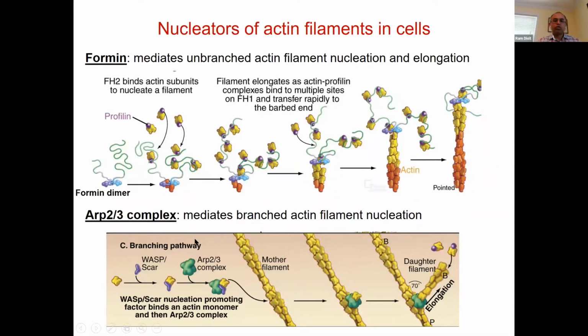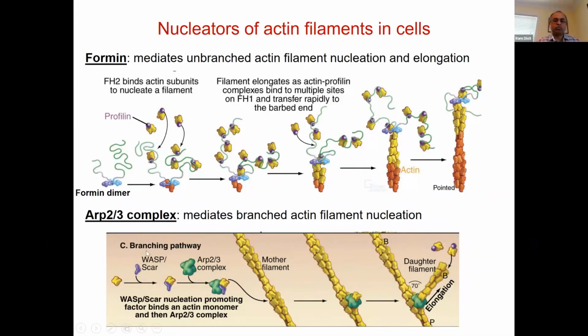The ARP2/3 complex is named for these two proteins called ARP2 and ARP3, which resemble the actin subunit. It's actin-related protein; that's what the ARP stands for. The ARP2/3 complex consists of ARP2, ARP3, and 5 other proteins, I think, if I remember correctly, to form an ARP2/3 complex.